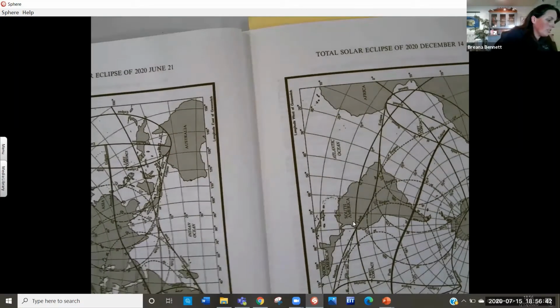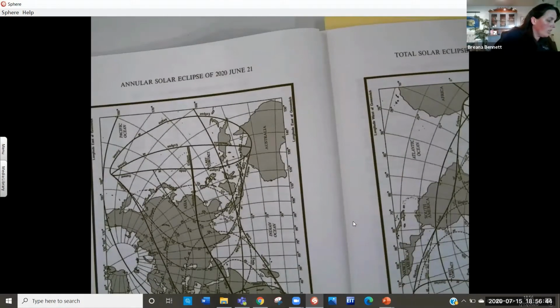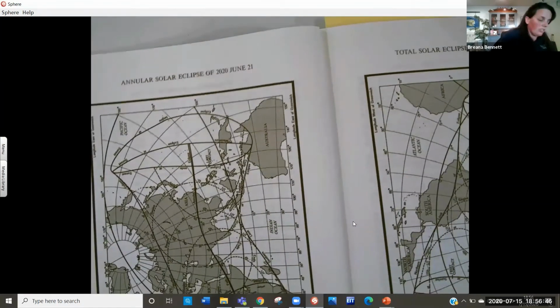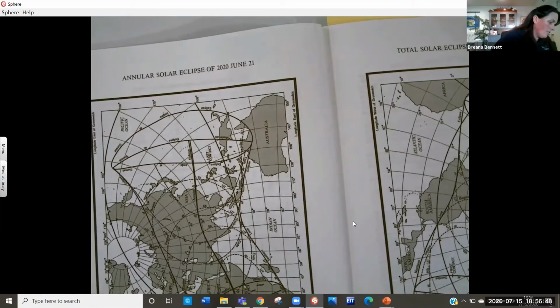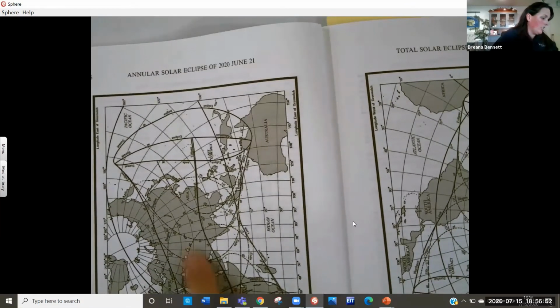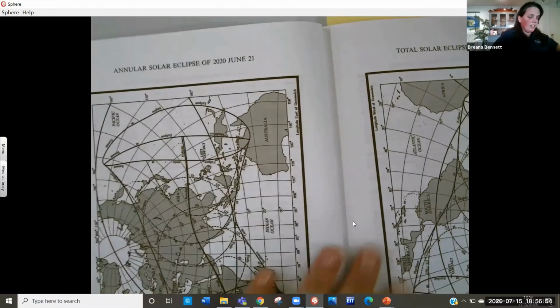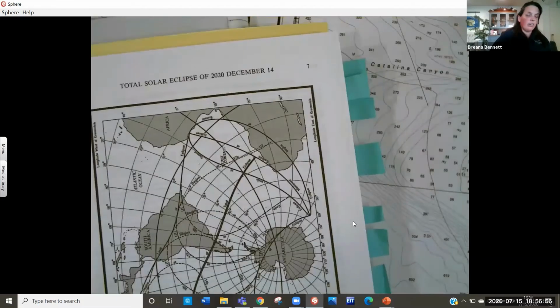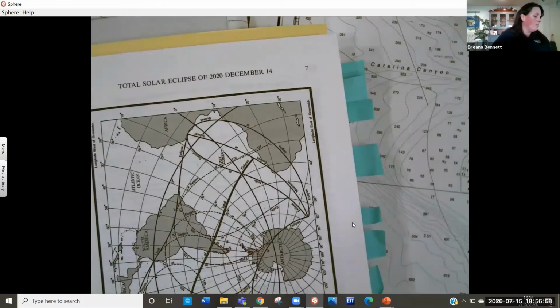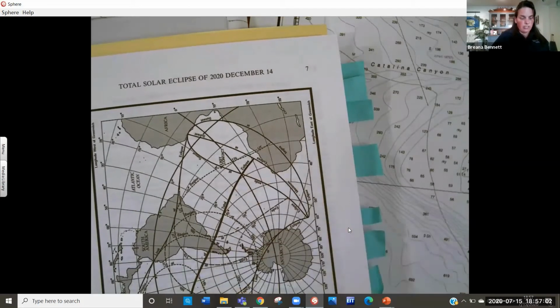So there's going to be a solar eclipse. Oh, it already happened. June 21st, but it is not where we are. It's Africa, Asia, and then it stops. There's going to be another solar eclipse on the 14th, but again, it's in the southern hemisphere. We are not going to see it.